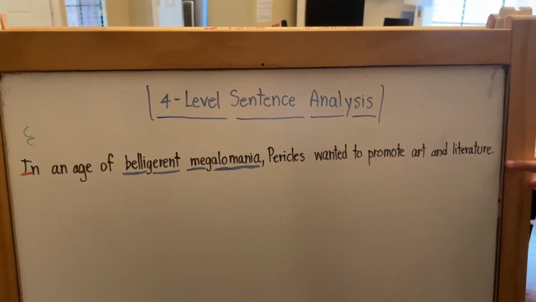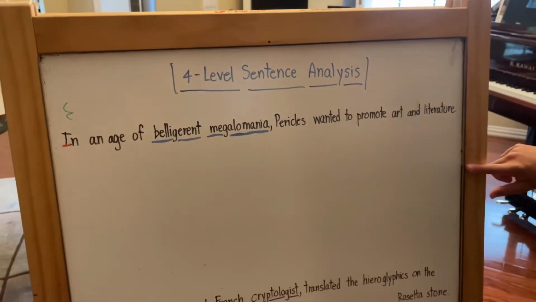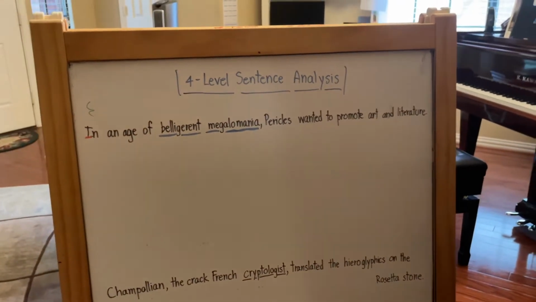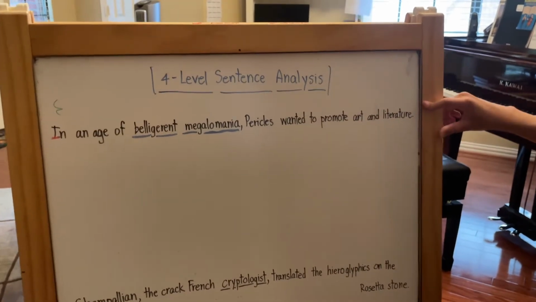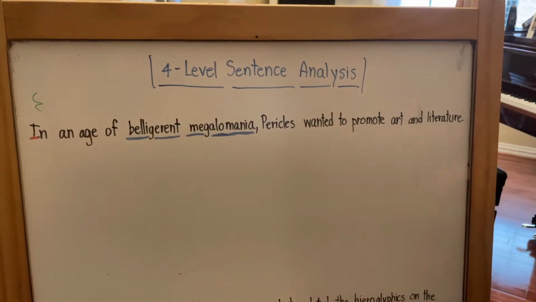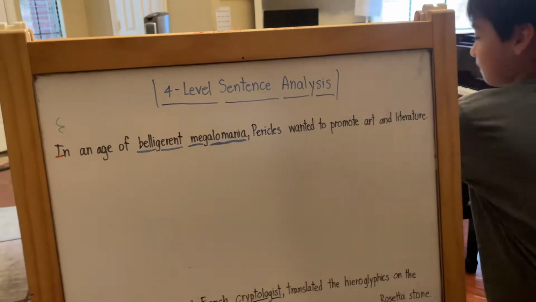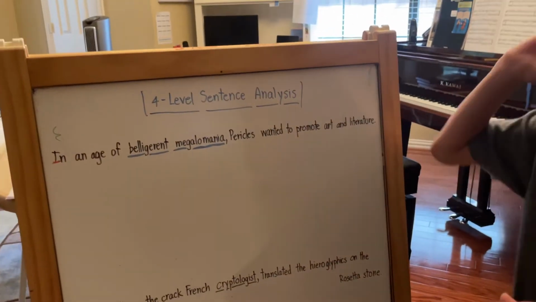Today I'm going to be doing some 4-level sentence analysis of these two sentences here. So we have parts of speech, first level, parts of sentence, second level, phrases, third level, and clauses, fourth level. So let's start with this first sentence. In an age of belligerent megalomania, Pericles wanted to promote art and literature. Okay, so let's start with parts of speech.